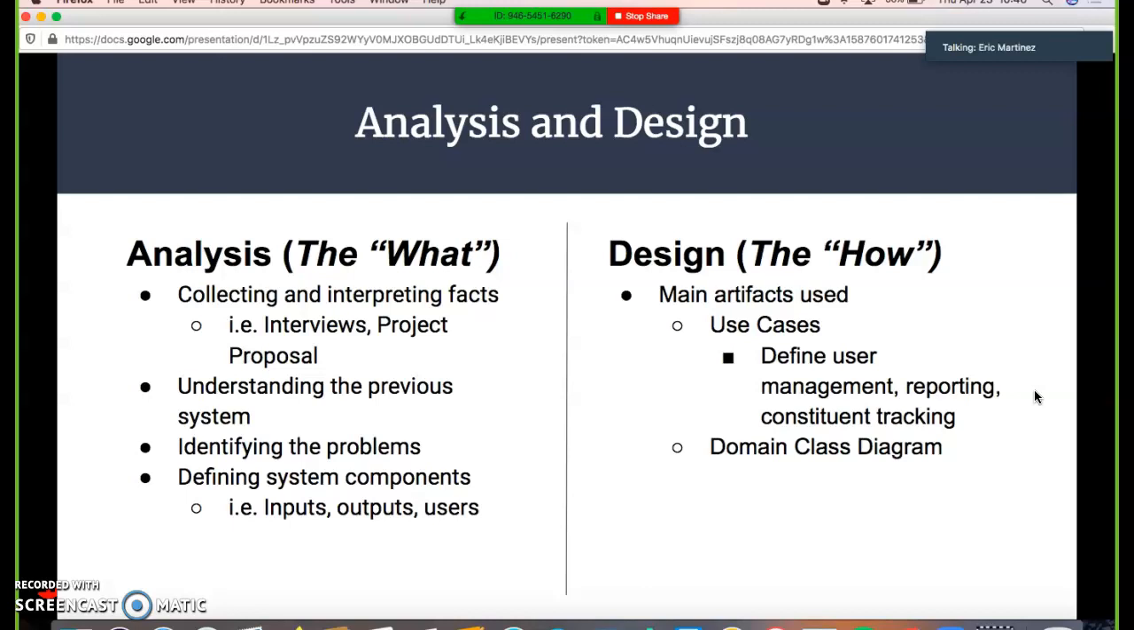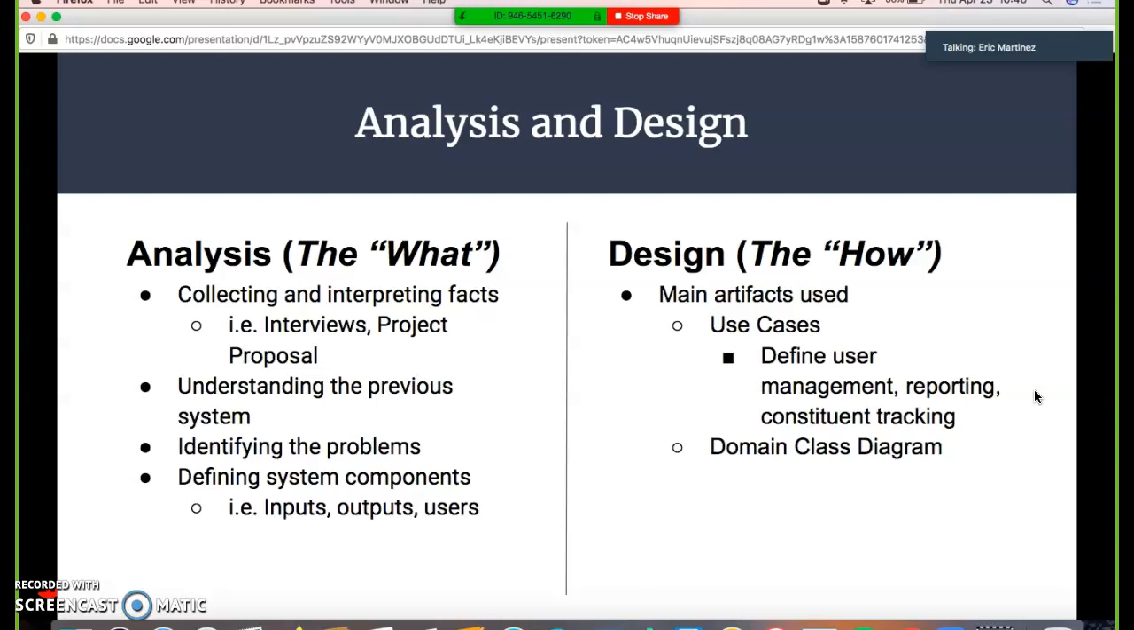Thanks, Joseph. Now we'll briefly explain our analysis and design process. In terms of analysis, which is what we had to understand what we would deliver, we collected and interpreted facts. To do this, we performed in-class interviews, and we communicated with the project owner as well as reading the project proposal in detail. By collecting and interpreting these facts, we were able to understand the previous system and identify the pain points. Based on our understanding of the previous system, we were able to define what the new system's inputs would be, who would be using the system, and ultimately the expected outputs.